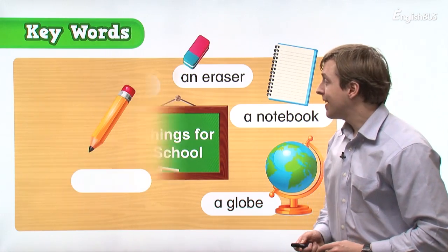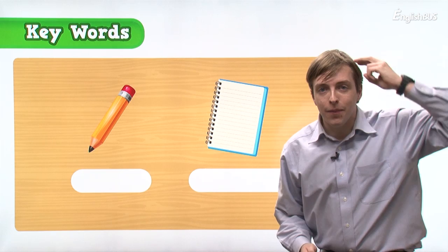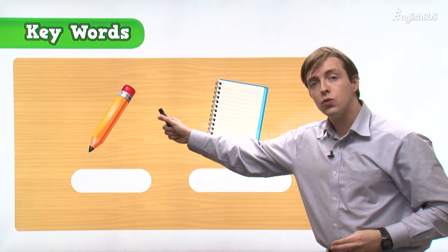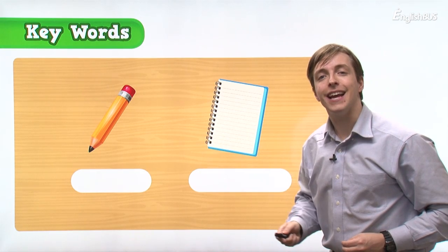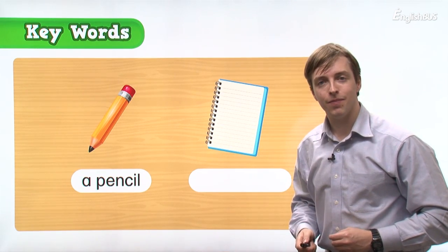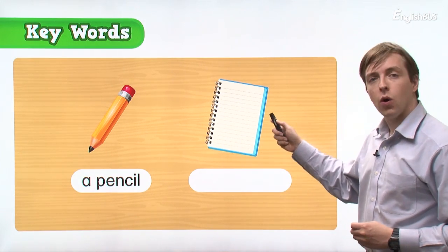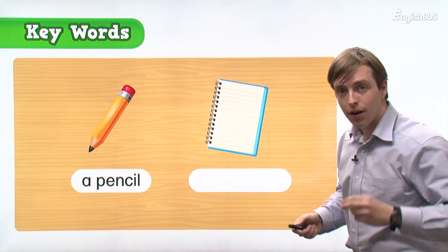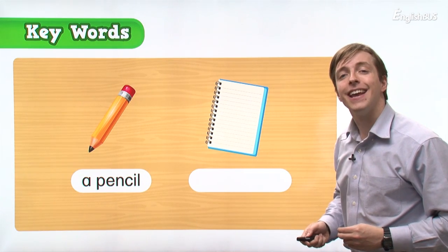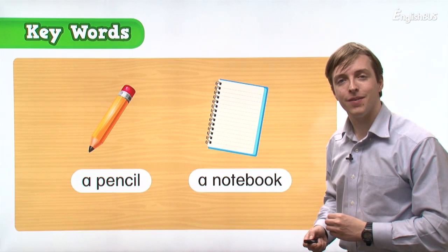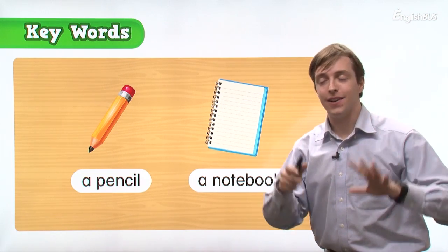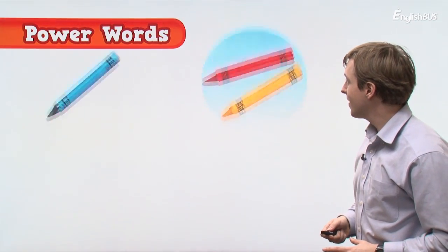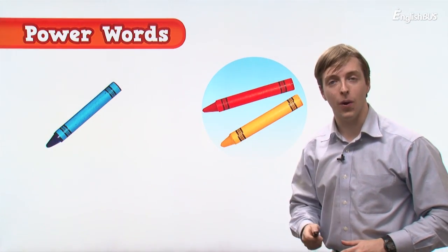So now, let's see what you remember. What is this word here? Do you know? That's right. It's a pencil. What about this word here? Do you remember? Yes, it's a notebook. Now, let's move on to page 7. And look at the power words.